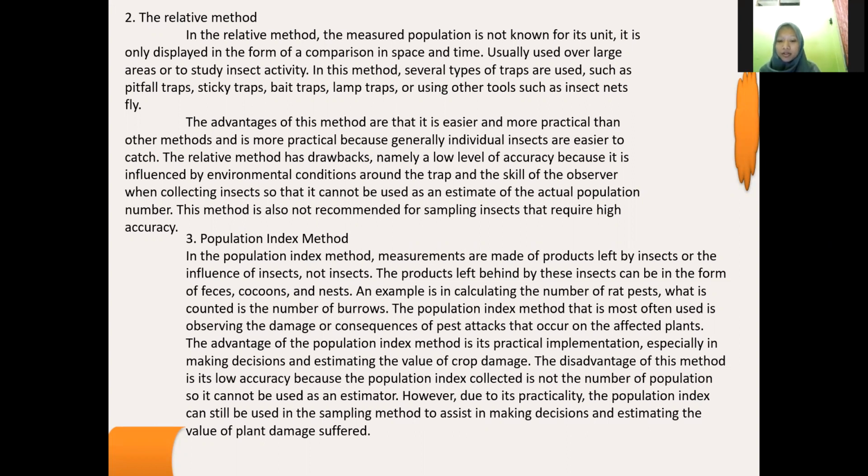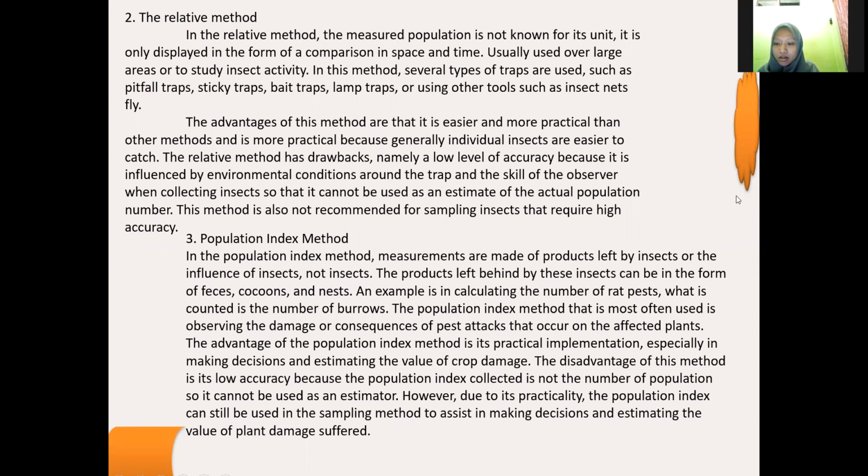The third method is the population index method. In the population index method, measurements are made of products left by insects or the influence of insects, not the insects themselves. The products left behind by these insects can be in the form of feces, cocoons, and nests. An example is calculating the number of burrows.